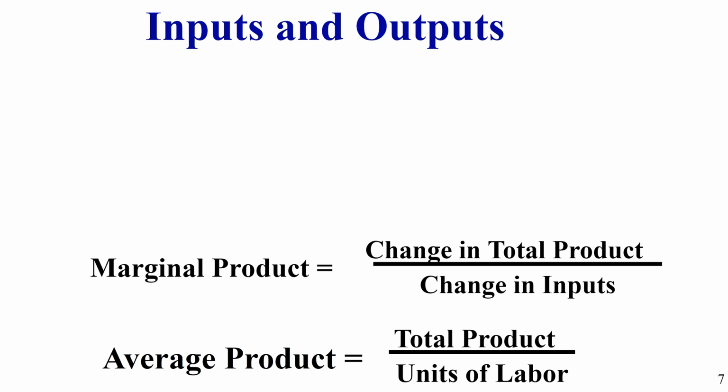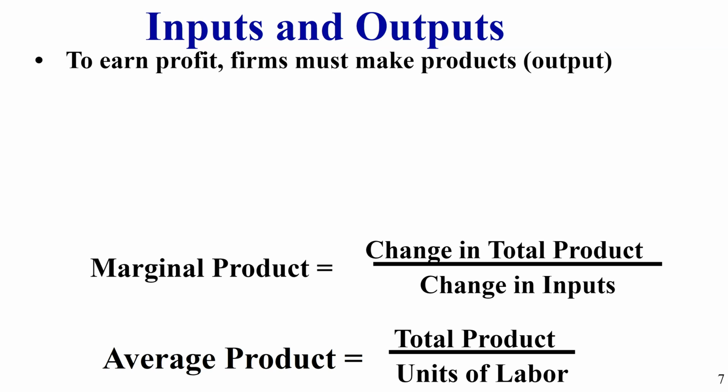Got a couple others in this chapter as well that I think you'll find helpful. So looking at inputs and outputs, this idea of businesses are here to make money. They have to make something. They have to produce something or provide a service. And so that's how they're going to make money. That's how they're going to make a profit.